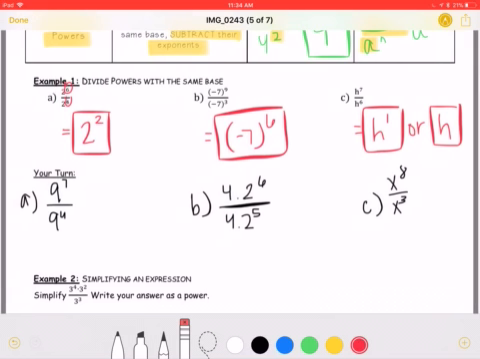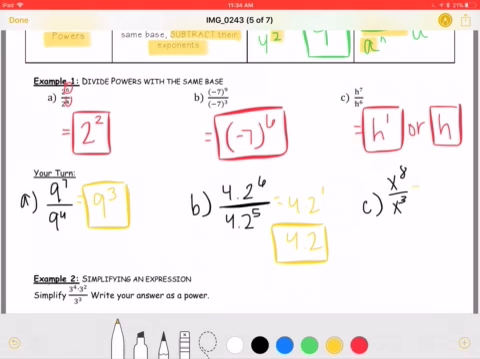All right, let's go over these. First one, 9 to the 7th divided by 9 to the 4th. You should have gotten 9 cubed. 4.2 to the 6th divided by 4.2 to the 5th should give you 4.2 if you kept it as a power or just changed it to 4.2. Either works. Our last one, same base, they're being divided, so we subtract. 8 minus 3 is 5.